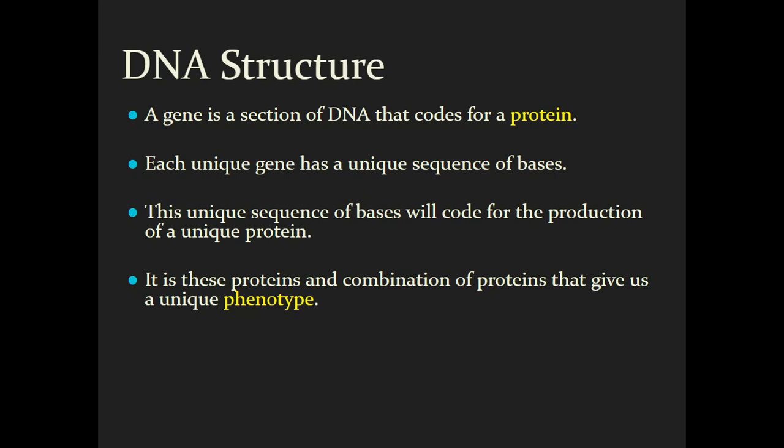Now hopefully we're starting to make some connections here. We've been talking about genotypes and phenotypes. Remember, phenotypes are what is shown, like blue eyes or brown eyes. That's called a phenotype. The genotype is the combination of alleles, or the genes, combined from mom and dad that give you that particular trait.